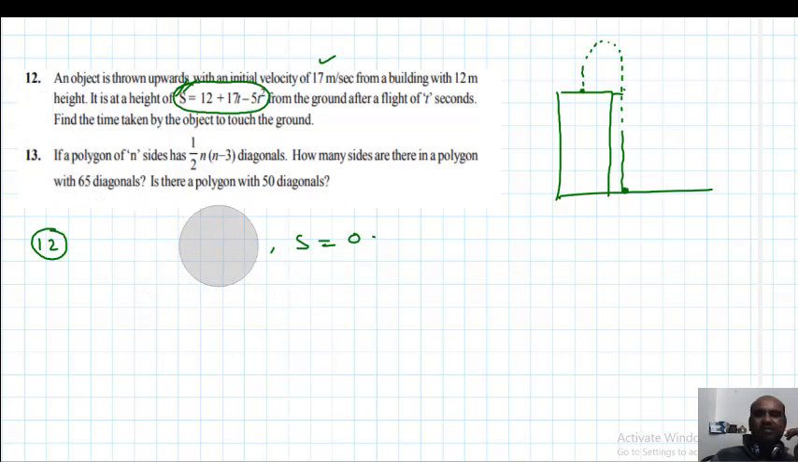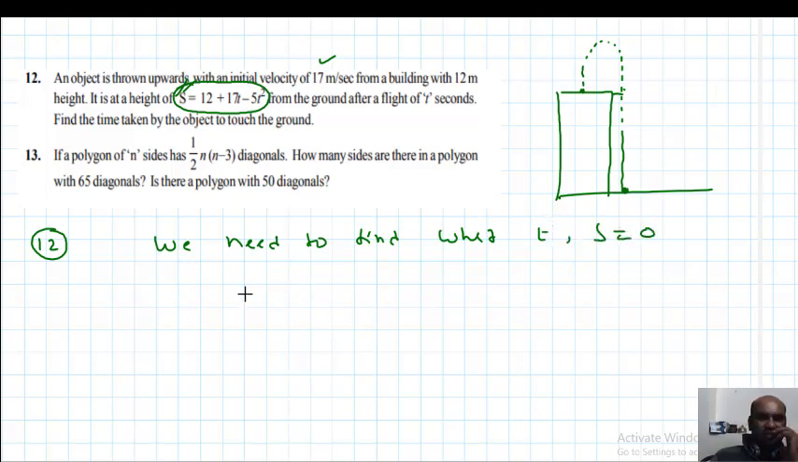We need to find what t is equal to 0. So that is 12 plus 17t minus 5t square should be 0. Such a t value we need to find. 5t square minus 17t minus 12 equal to 0.